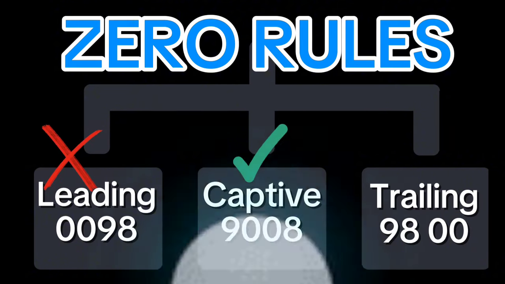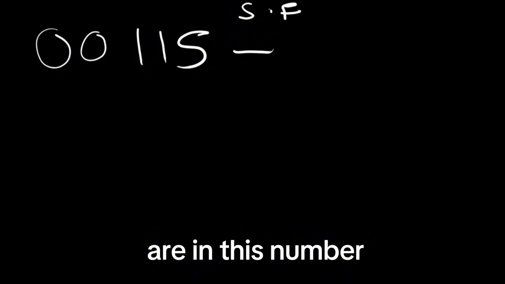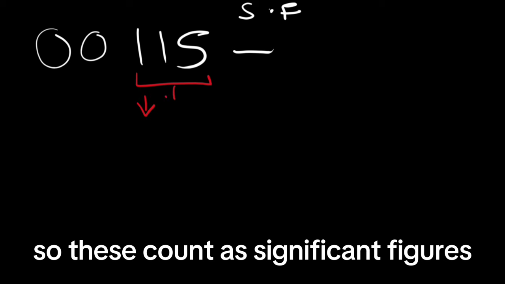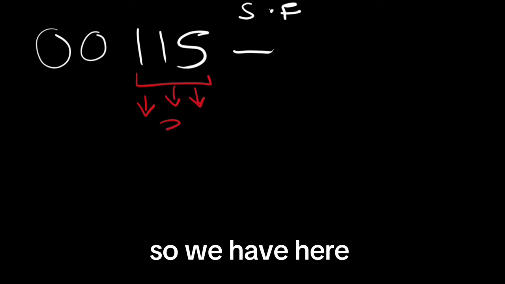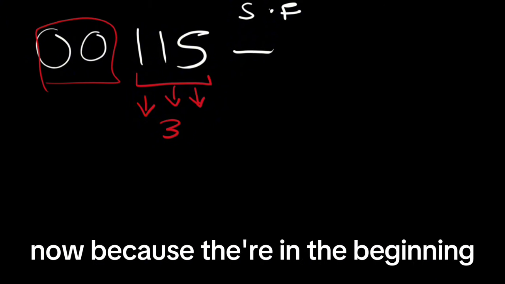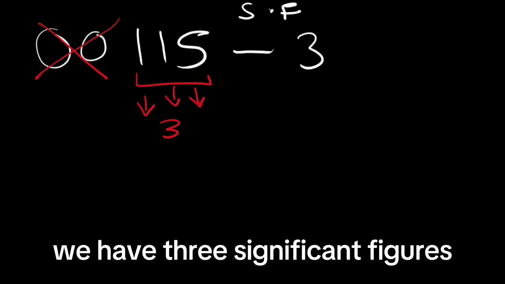Now let's take for example this number here, 00115. How many significant figures are in this number? So we can see here, we have non-zero integers, so these count as significant figures. So we have here three significant figures. But what about these zeros? Now because they are in the beginning, they do not count as significant figures. So this means that here we have three significant figures.